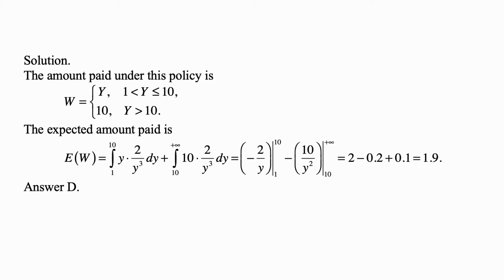And that becomes, by the way, the second integral at infinity is 0, so that 0 value is irrelevant. The first one is equal to 2 minus 0.2, and the second one, the value at 10 is 10 over 100, so 0.1, with a plus sign because we're subtracting that from the 0 at infinity, and that's equal to 1.9, which is answer D.